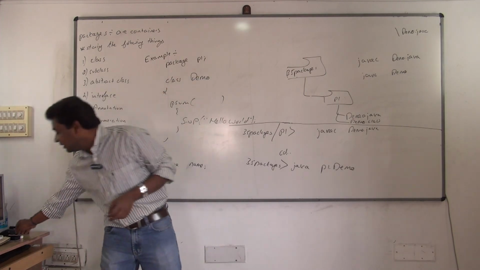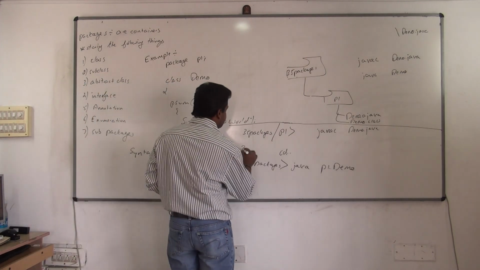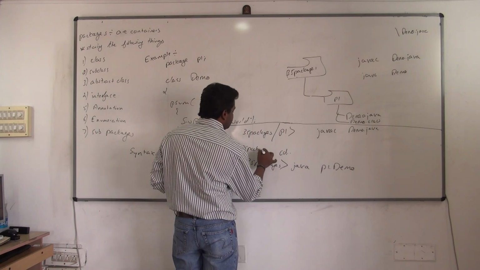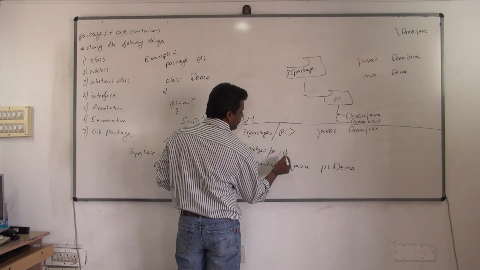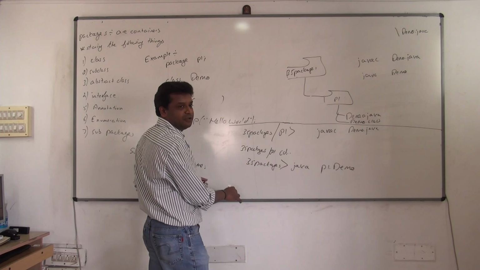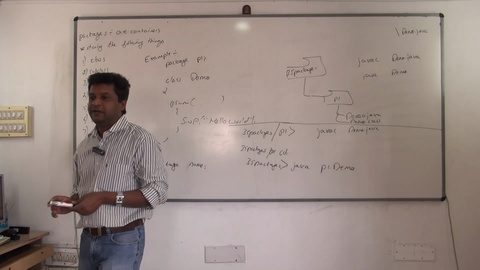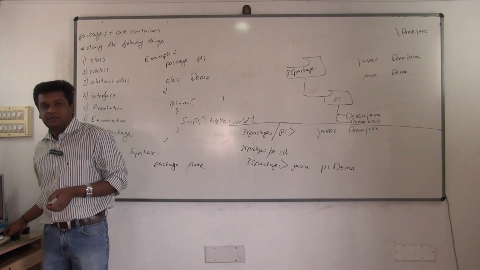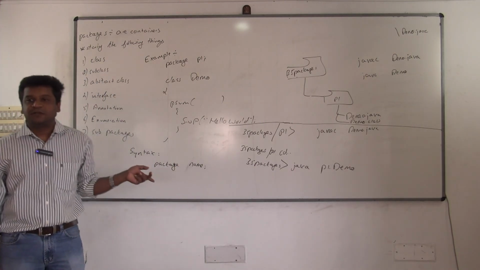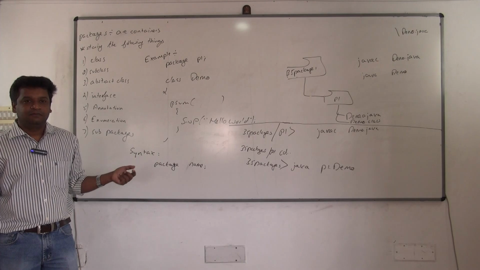Understood? So earlier we were in 35 packages. See, you're in this location. As soon as you type cd ..., it will come outside one level. So now you type java p1.demo. You'll get the output. Clear? Just try to do this much, you'll start getting the output. Shall I clear all this now? We'll see the output.